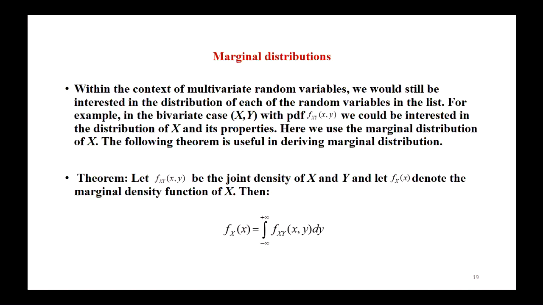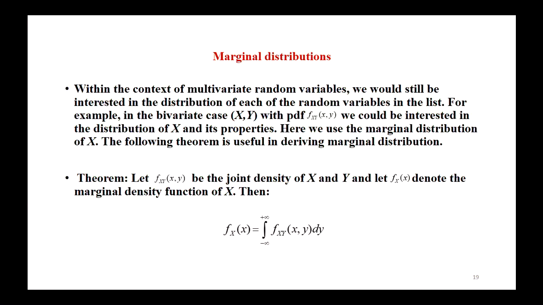How to obtain marginal distributions then? So we've got a joint distribution. We would like to obtain marginal distributions. So in the bivariate case, with PDF f_XY of x and y, we could be interested in the marginal distribution of x, just x, and its properties. So how do we get the marginal distribution of x if we've got the joint distribution of x and y? Well, what we do is the following. I'll prove it to you in just a moment.